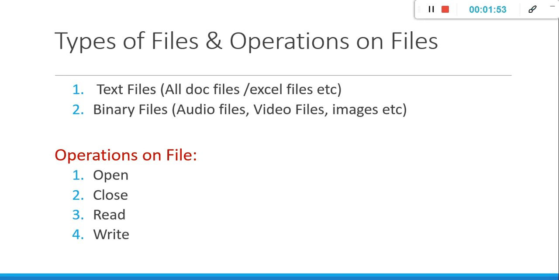We have different types of files. One is text files, where you store the data as a string, like documents, an Excel sheet, a CSV file, etc. Similarly, we have another set of files called binary files, like audio files. These are called binary because they are in a different format: audio, video, images, etc.